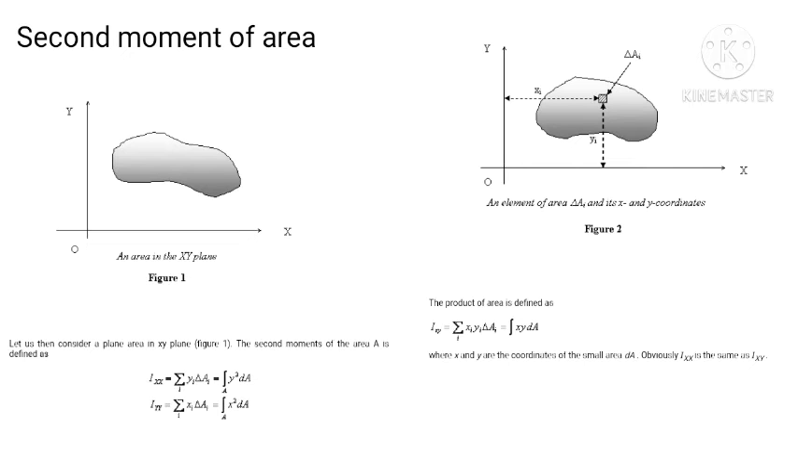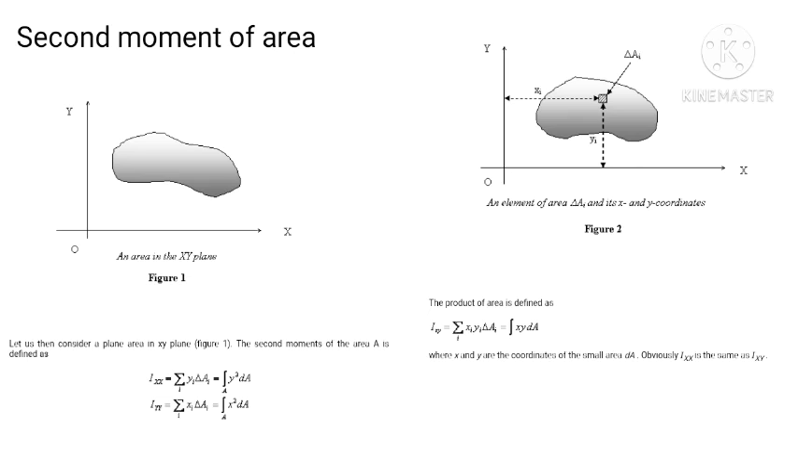We take a small area in it, multiply by the square of the perpendicular distance from the x-axis, and sum it over the entire area. That gives Ixx. Similarly, Iyy is obtained by multiplying the small area by the square of its distance perpendicular to the y-axis and adding all the contributions, as shown in figure 3.